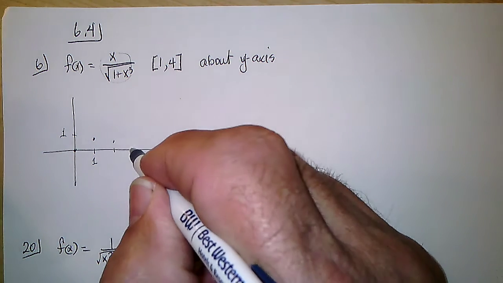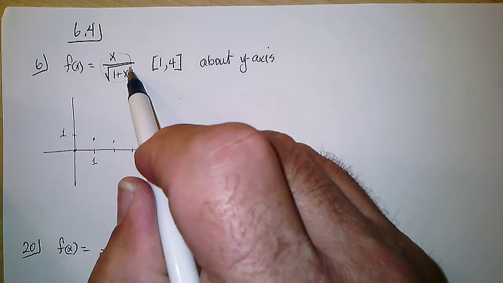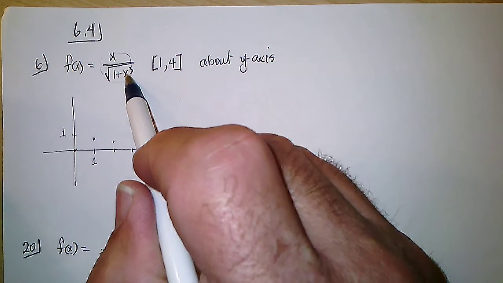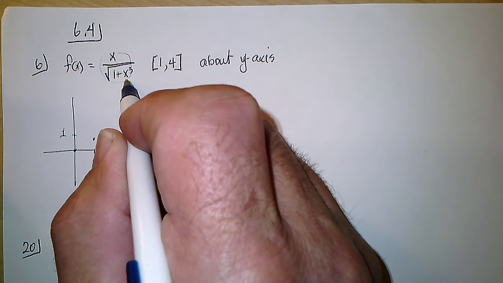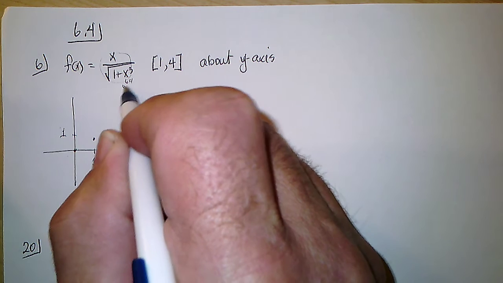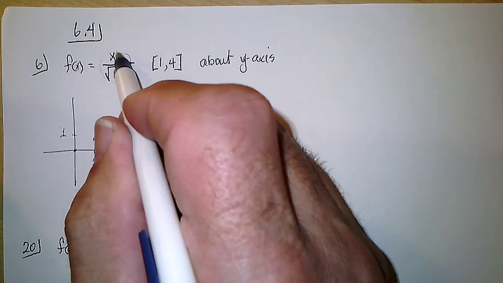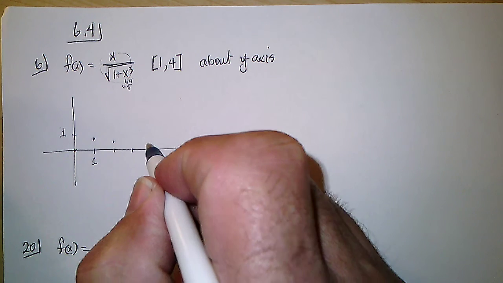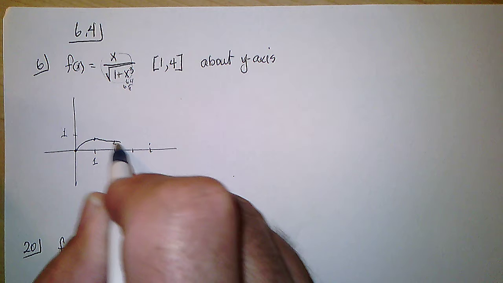And if I put 3, let's just go to 4. 4 over the square root of 4 cubed, which is 64, plus 1 is 65. Square root of 65 is close to 8. So we got 4 over 8, which is about a half. So I think this is going to do something like that.